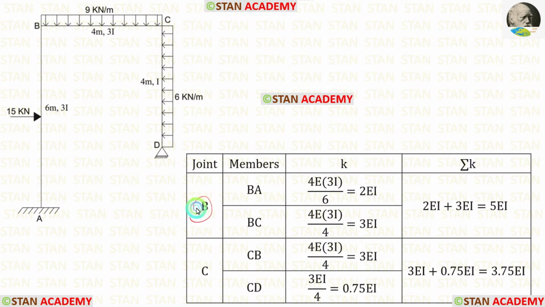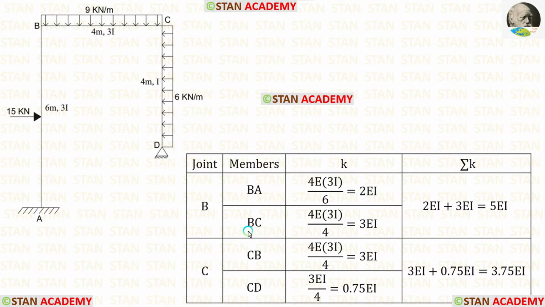In the joint B, first let us find the stiffness for BA. For that, from the joint B, we have to look at the point A. In the point A, there is a fixed support. If the far end is fixed, the formula for the stiffness is 4 EI upon L. Length of BA is 6. Let us apply that. The moment of inertia for BA is 3I. So instead of I, we have to apply 3I. Finally, for the stiffness of BA, we get 2 EI.